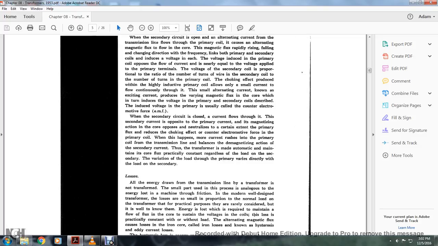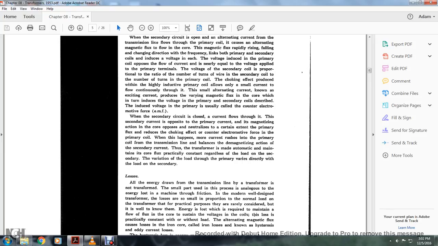When the secondary circuit is open, alternating current from the transmission line flows through the primary coil. It causes an alternating magnetic flux in the core, with the magnetic flux rapidly rising and falling and changing direction with the line frequency, linking both primary and secondary coils and inducing a voltage in each. The voltage induced in the primary coil opposes the flow of current and is nearly equal to the voltage applied to the primary terminals. The voltage of the secondary coil is proportional to the ratio of the number of turns of wire in the secondary coil to the number of turns in the primary coil.